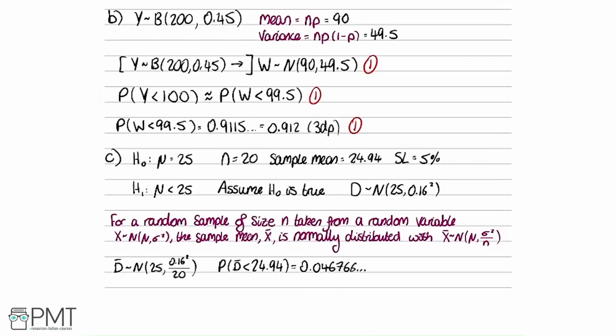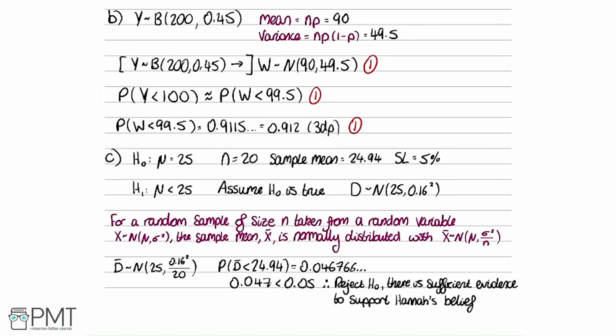So now we're going to compare this to the significance level. So if I round this, I'm going to say, okay, so therefore, I can say 0.047 is less than our significance level of 0.05, so 5%. Therefore, now I'm going to write a little conclusion. Since it's less than our significance level, we can say, okay, so we're going to reject the null hypothesis. There is significant evidence to support Hannah's belief. So to support the fact and say yes, it is likely that the mean amount of liquid put in each bottle is less than 25 millilitres.